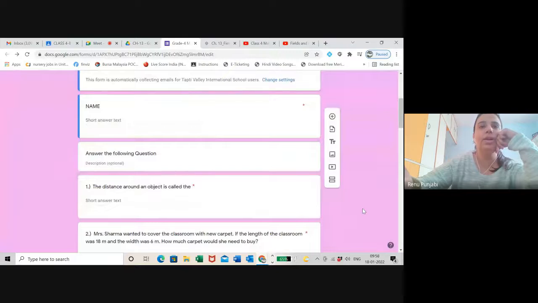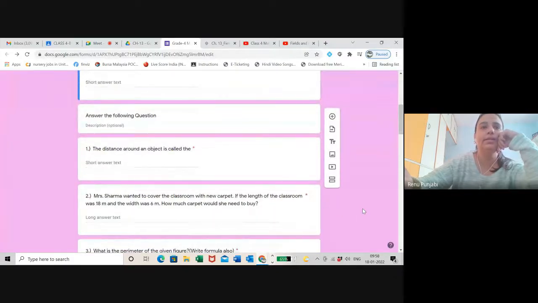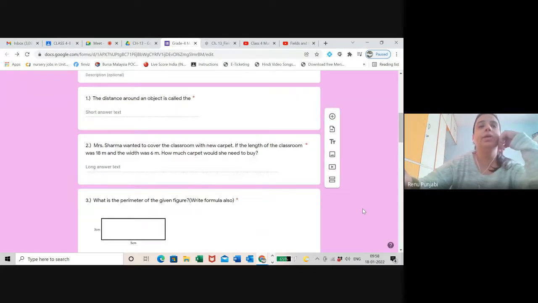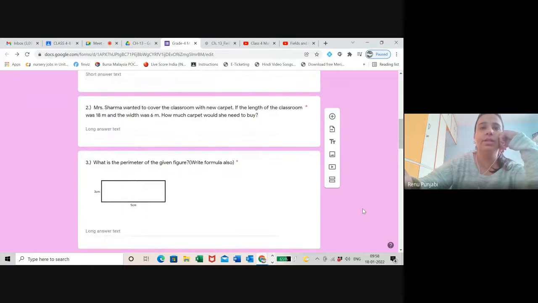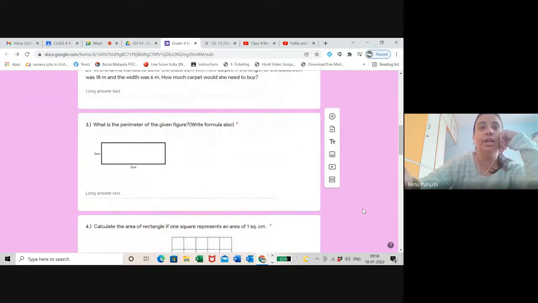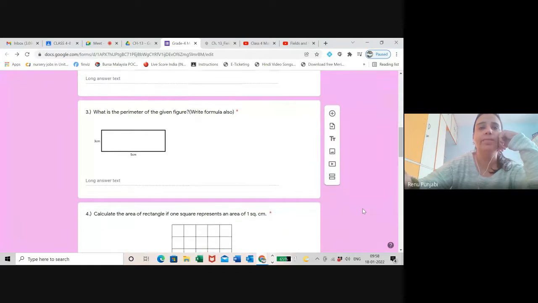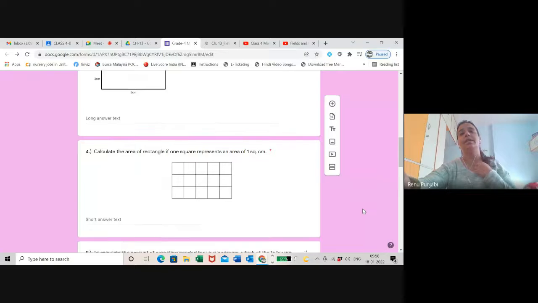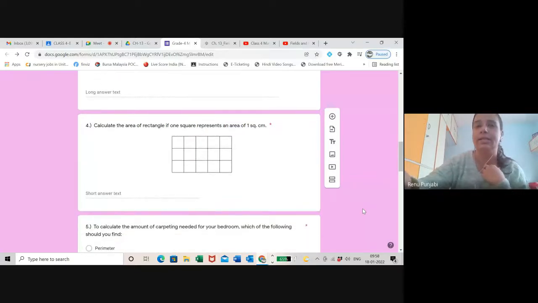The distance around an object is called, write that. Mrs. Sharma wanted to cover the classroom with a new carpet. With the length of the classroom this and width this, how much carpet would she need to buy? So for carpet, do you have to find the area or the perimeter? Find that out. What is the perimeter? Find out, write the formula also. Here in the Google form also you have to write the formula. Calculate the area of a rectangle. If one square is 1 centimeter area, you have to find it by counting the internal squares.